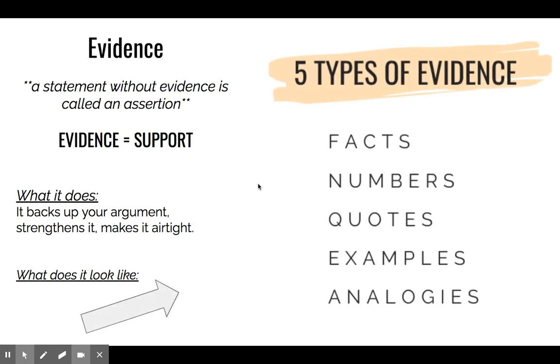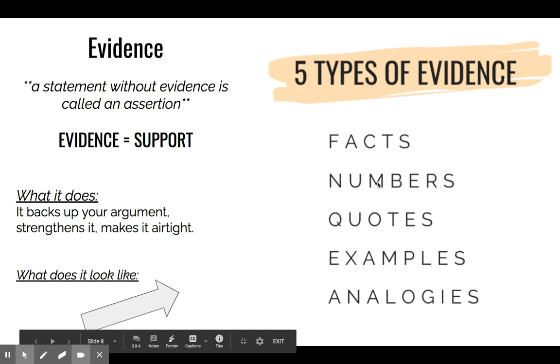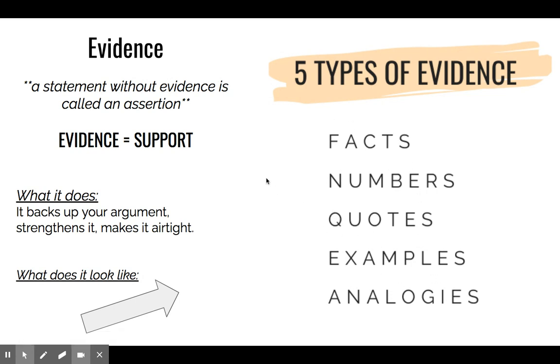It looks like this. We're going to go through 5 different types of evidence: facts, numbers, quotes, examples, and analogies. When you are doing any type of argumentative or persuasive writing, specifically in this unit but beyond it as well, and your teacher asks you for evidence, this is what you need to think about: facts, numbers, quotes, examples, and analogies. These are the 5 categories that you can choose from.